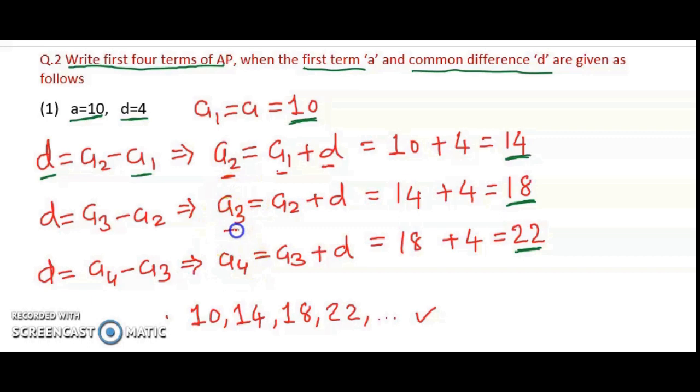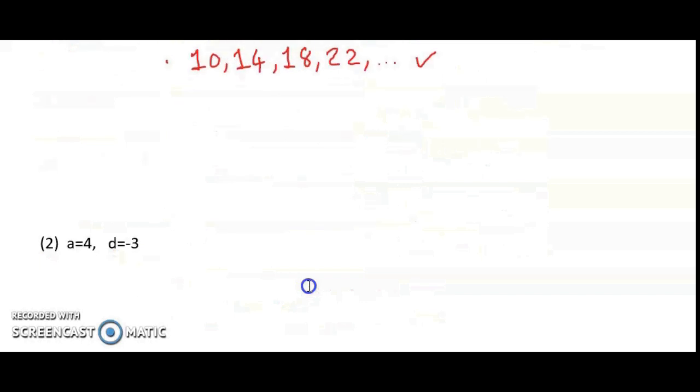Same way, if you want to find out the third term, we will add the common difference to the second term. If you want to find the fourth term, we will add the common difference to the third term. Like this, you can find the successive terms of the given arithmetic progression. Now let's solve one more question.